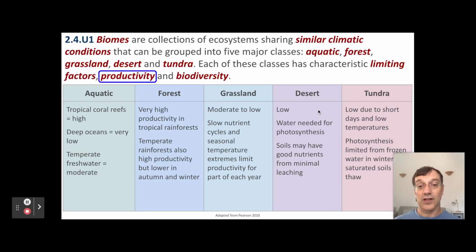Deserts clearly have very low productivity, again because of the limited water and the temperature extremes. And tundra typically has pretty low productivity, again because of very short winter days and very cold winter temperatures, and then during the summer months, as the snow melts from the winter, you have a lot of waterlogging in the soil. That means that the water is saturated and there's not enough atmosphere available.